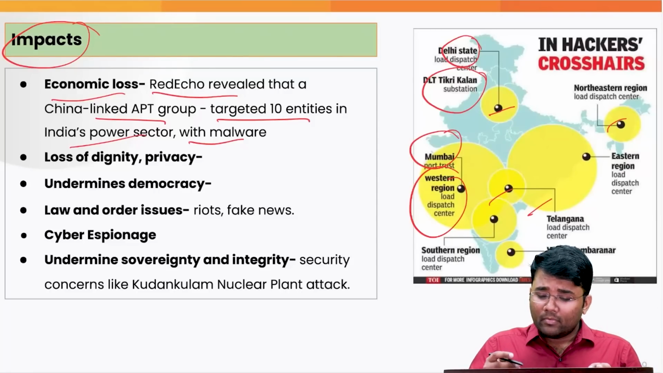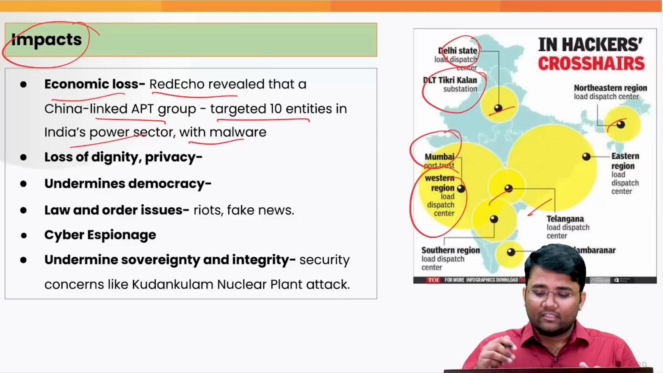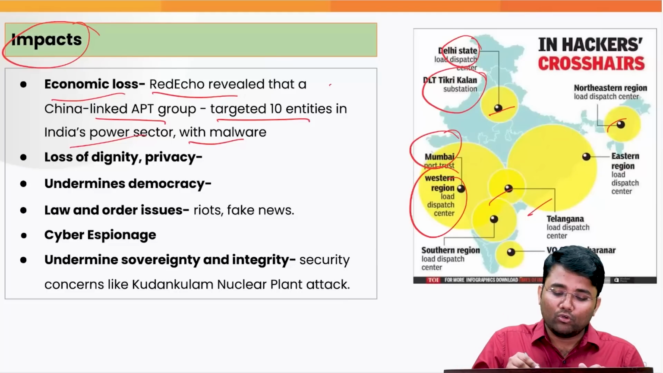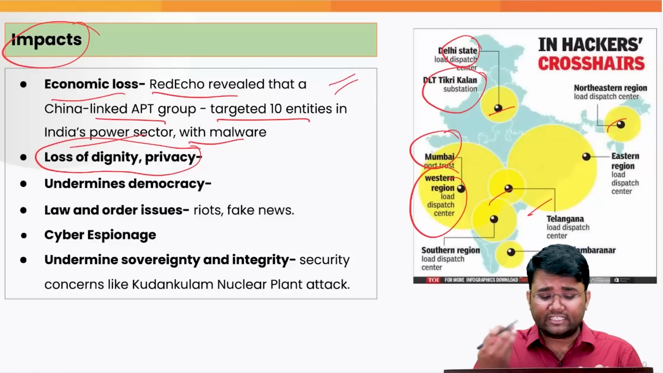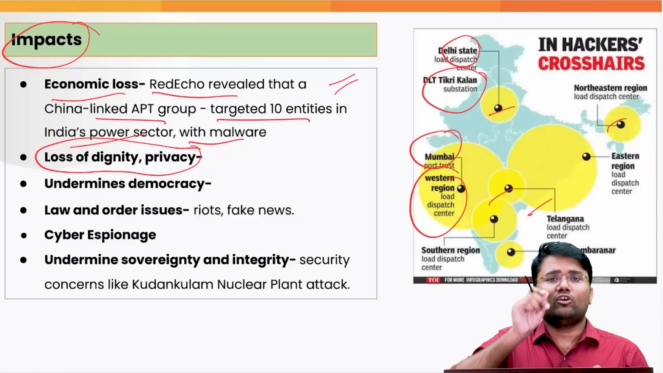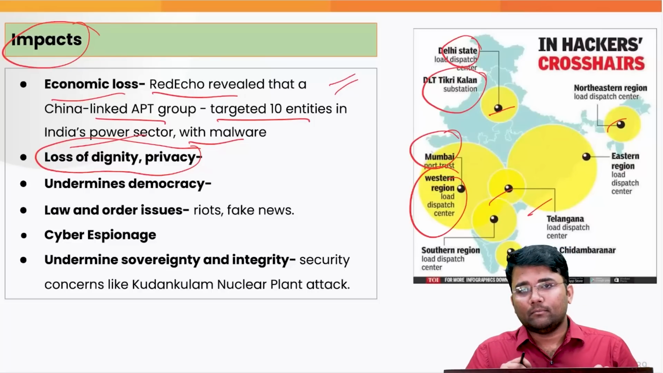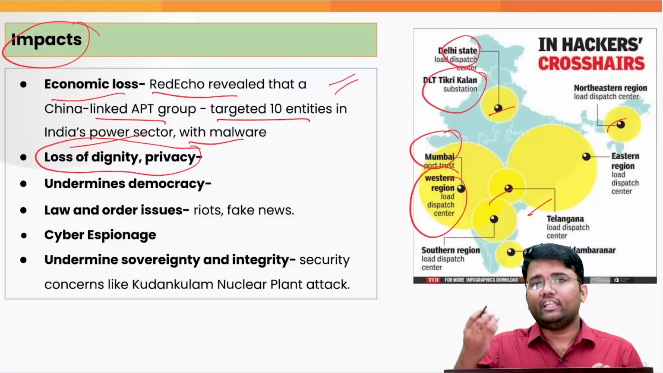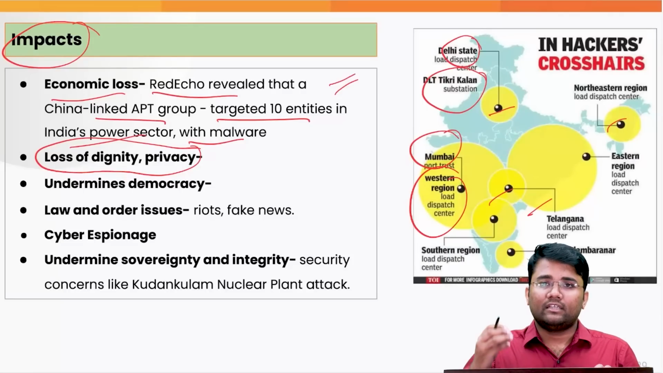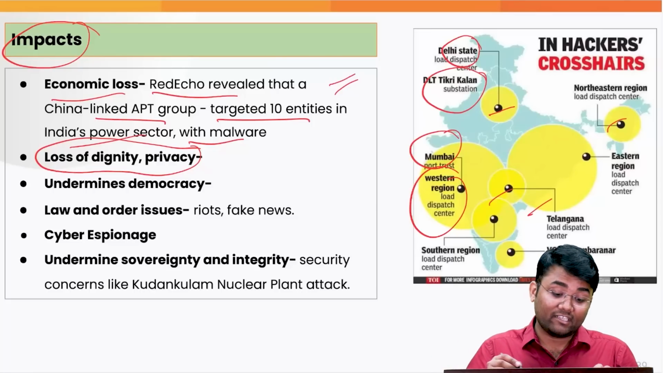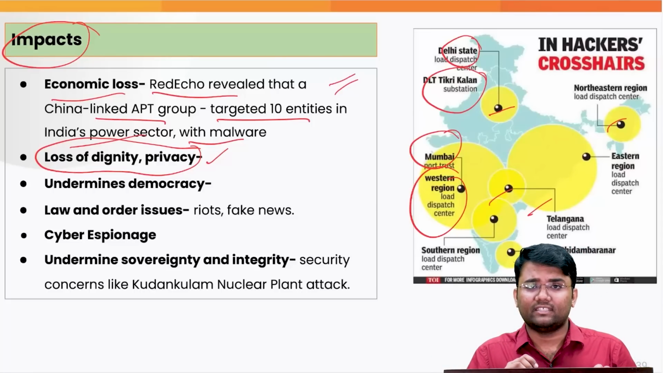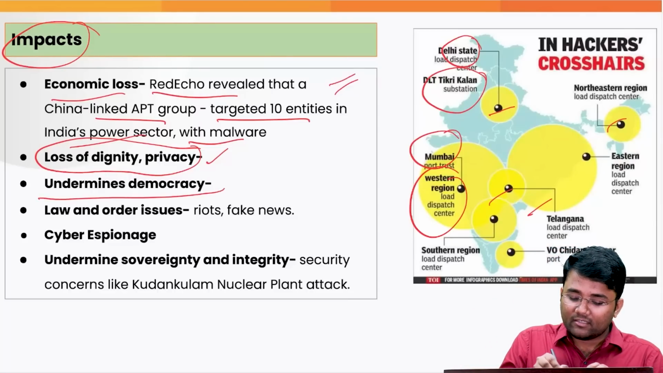Also, to make them come out of that attack, further funds were required. So it led to a lot of economic losses. Also, these cyber attacks are leading to loss of dignity or privacy. For example, an attack on the AIIMS server that has happened may lead to loss of private information of a particular person. The data related to health and biometric information of that person may come out in the public domain, which might infringe the privacy of a citizen, which is against Article 21 of the Constitution also.